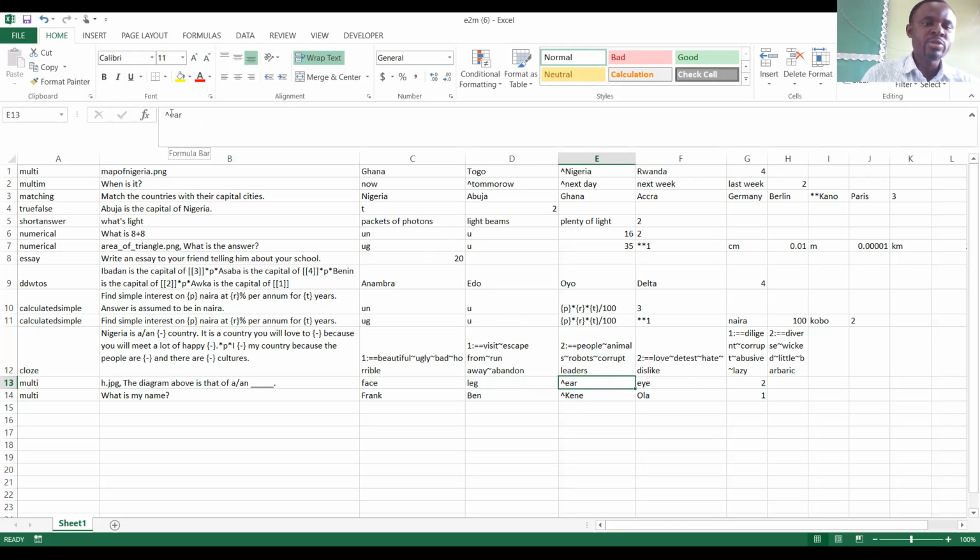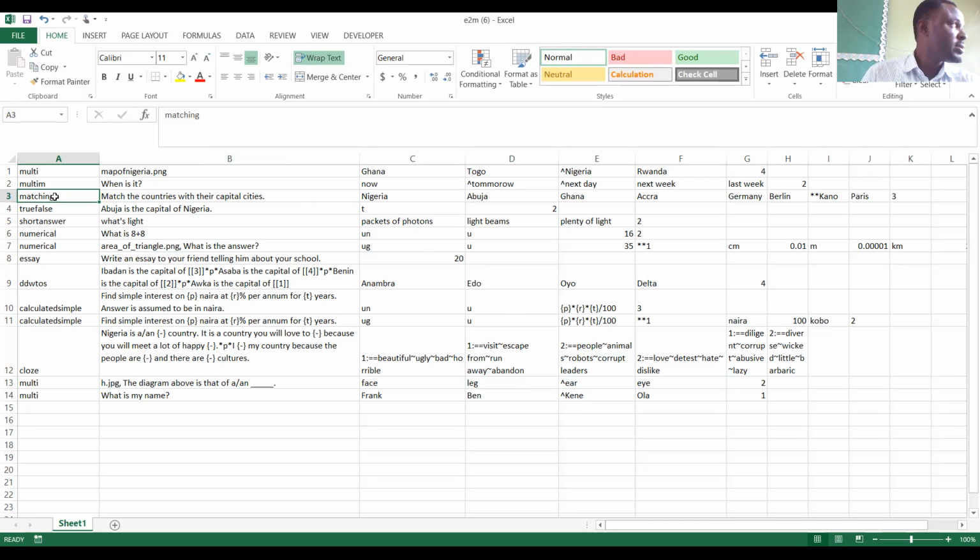Ear is preceded by a caret. Now there are 2 points obtainable for this particular question. So that's that about the multiple choice type of Moodle question. What about the matching type of question? How do we prepare that on our Excel sheet?